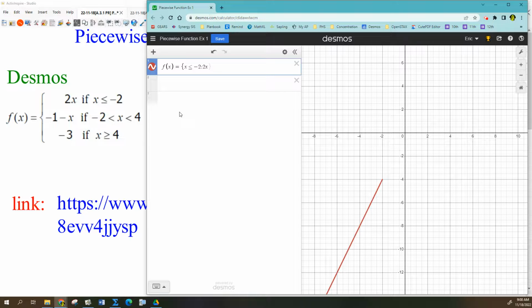And look what it does. In the graph, it does exactly what it's supposed to do. It graphs that line, but the line stops at x equals -2. Okay? If I want to add another piece, then I just do a comma, and I do the same thing for the next piece. So what do you think I'm going to type next for the middle piece?